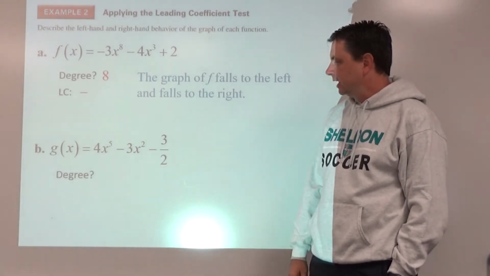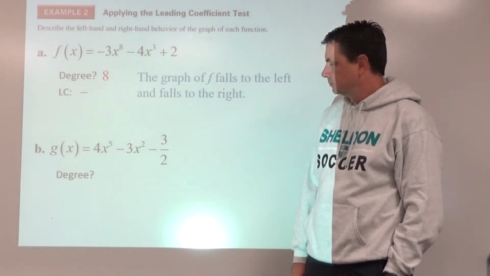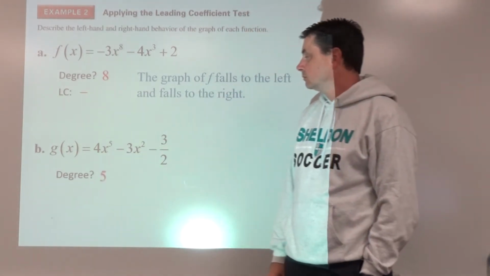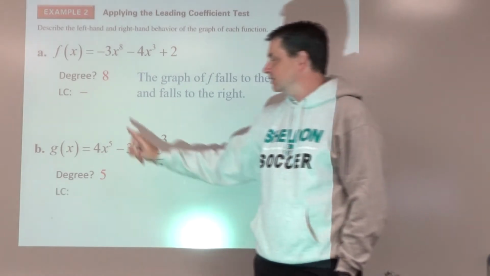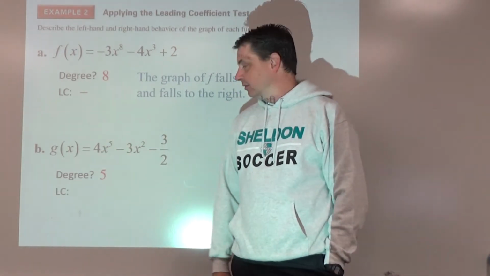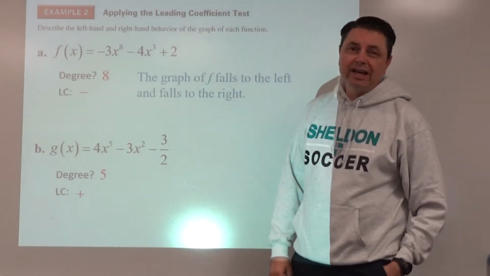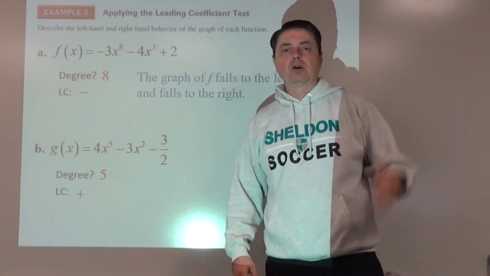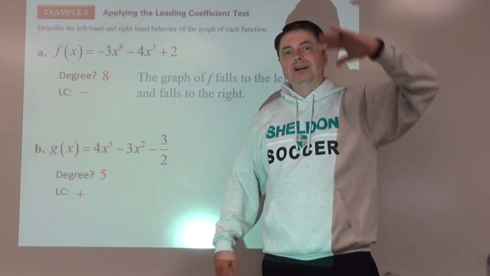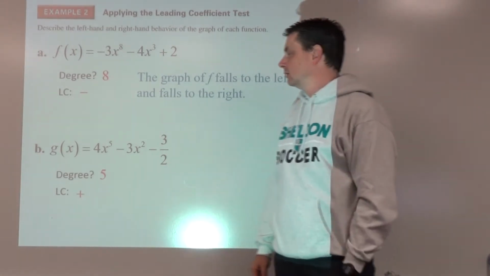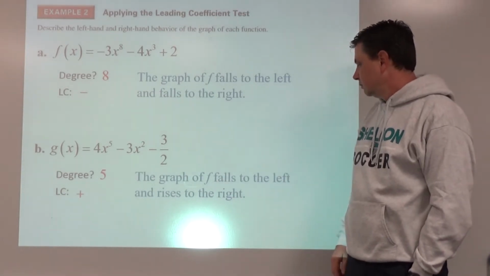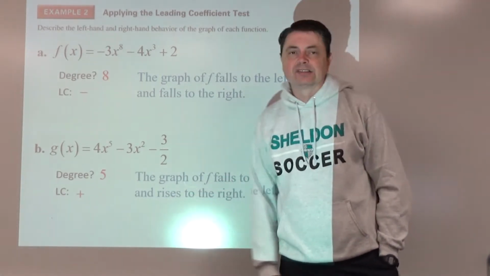What about g of x? What's the degree? Highest exponent. The leading coefficient is positive. So much like our x cubed parent function, x to the 5th also odd. It's going to start low. It's going to end high. So falls to the left, rises to the right.